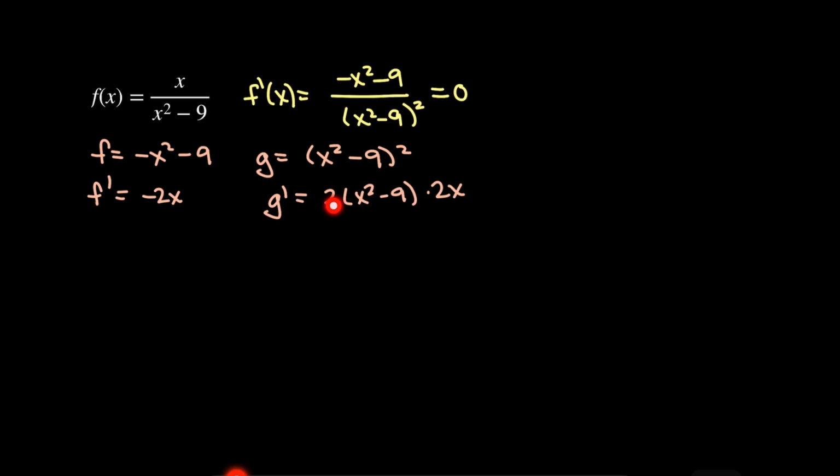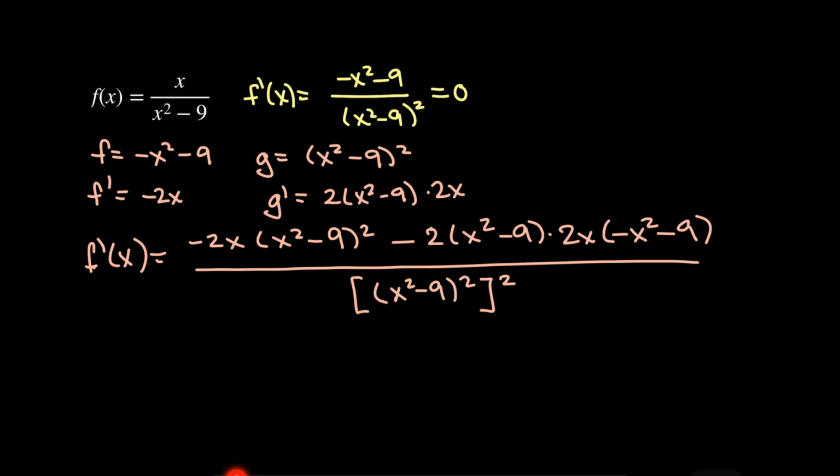So I brought down the 2 times x squared minus 9, and then I have to multiply by the derivative of the inside. The inside is this x squared minus 9, which has a derivative of 2x. All right, so putting this into my quotient rule, f prime times g minus g prime times f all over g squared. So -2x times x squared minus 9 squared minus 2 times x squared minus 9 times 2x times -x squared minus 9 all over x squared minus 9 squared squared.